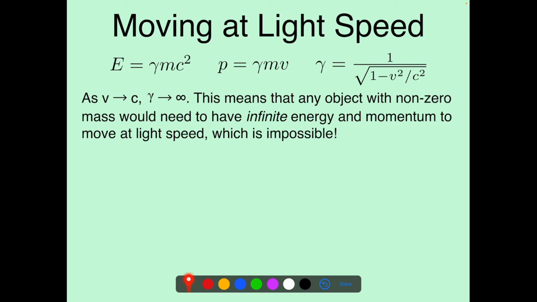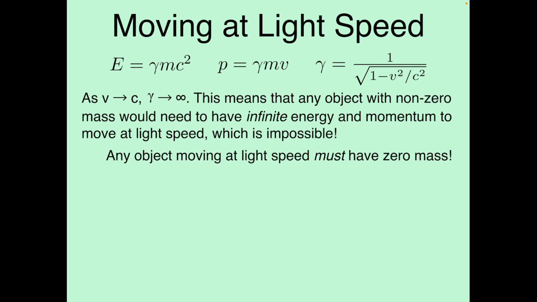So if any object has a non-zero mass, if m is not equal to 0, and the gamma factor is blowing up to infinity, that means both energy and momentum would need to be infinity in order to move at light speed. So of course that's impossible. We can't have infinite energy and infinite momentum for an object. That's telling us that an object with mass can't move at the speed of light. Okay? It would require an infinite amount of energy and an infinite amount of momentum. That's not possible. But there is sort of a loophole in this equation.